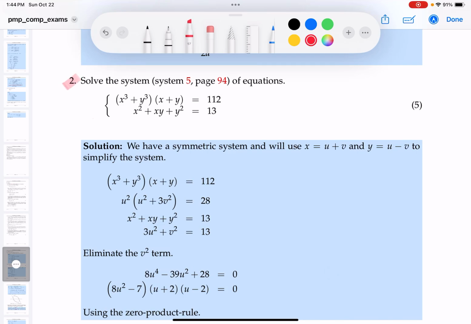Okay, for number two, I want to claim this is a tough question. It gives you a system of equations, two unknowns, a variety of ways of doing it, by the way. But the one thing I noticed immediately is that it's symmetric. And what do I mean by that? If you replace x and y, you get the same exact equations.